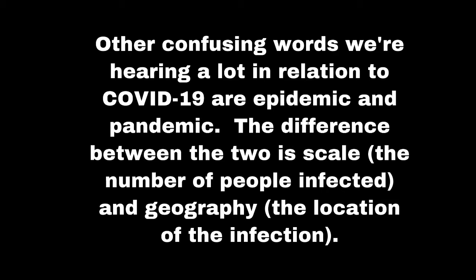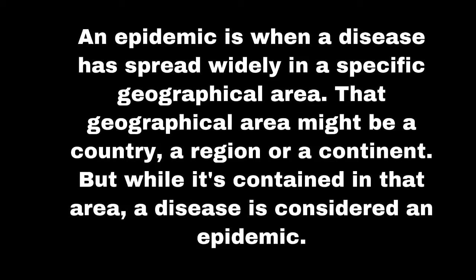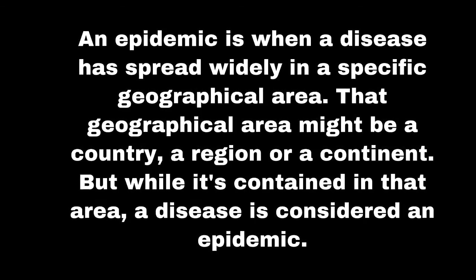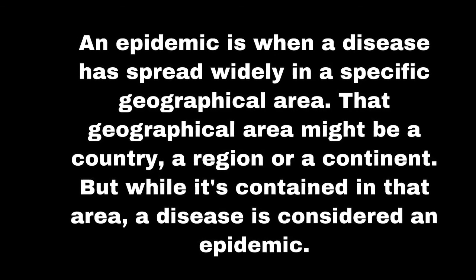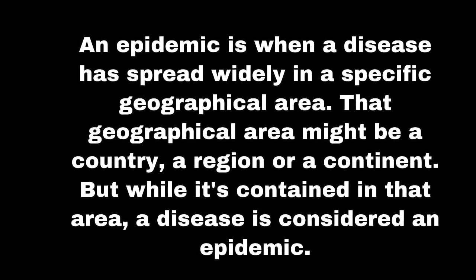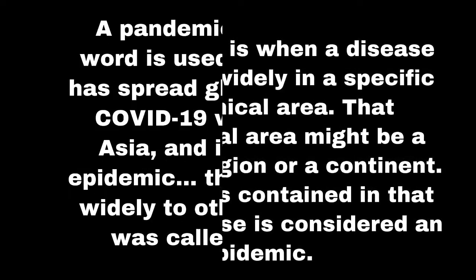Other confusing words we're hearing a lot in relation to COVID-19 are epidemic and pandemic. The difference between the two is scale, the number of people infected, and geography, the location of the infection. An epidemic is when a disease has spread widely in a specific geographical area. That geographical area might be a country, a region, or a continent. But while it's contained in that area, a disease is considered an epidemic.